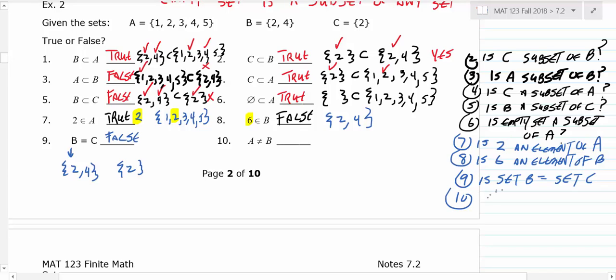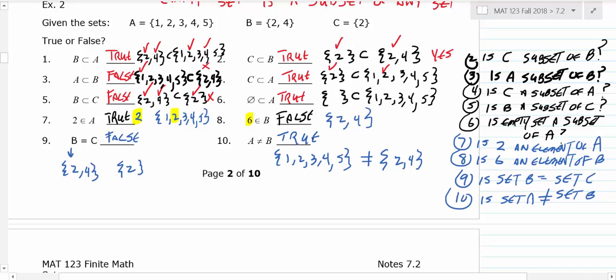Okay, and then finally number 10 is saying, is set A not equal to set B? Okay, what is set A? Set A is the set 1, 2, 3, 4, 5. The question is, is it true that it's not equal to B? What do you guys think? Is that true or false? Yeah, it's true. They're not the same, so that's true. They don't have the same elements. That's it. Okay, so that activity right there is just going through, do you know what subset is? Do you know what the language of this is, the subset symbol?